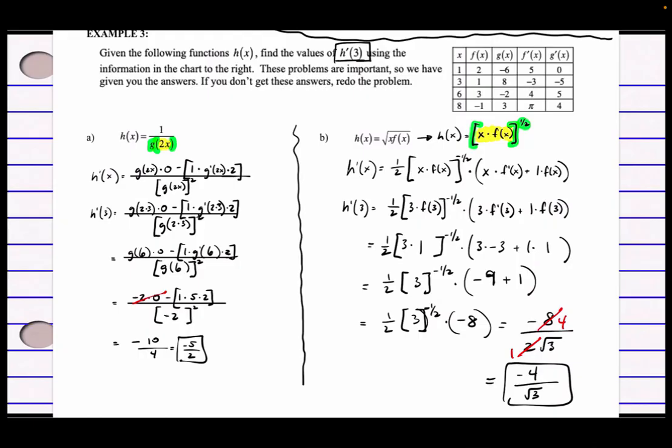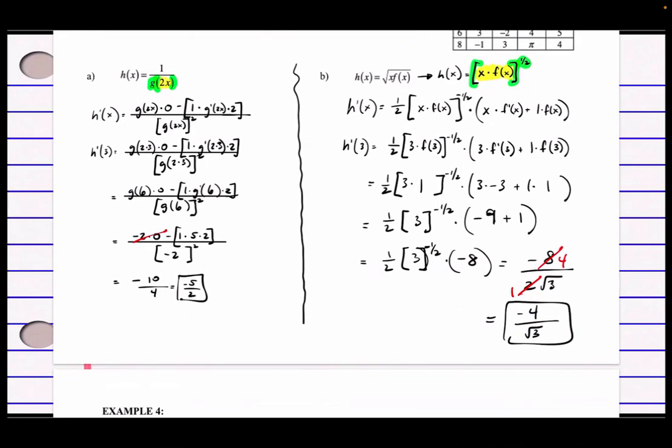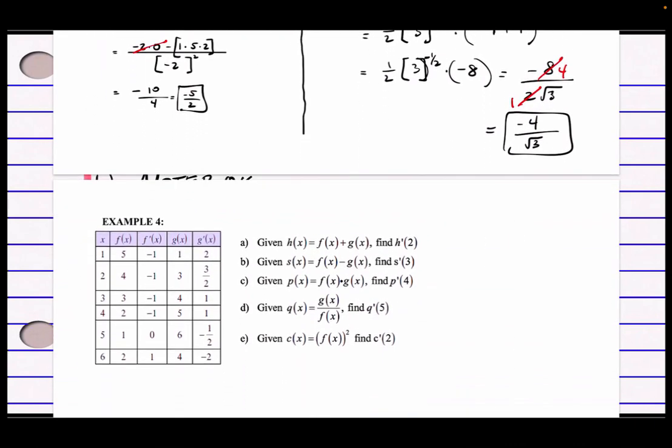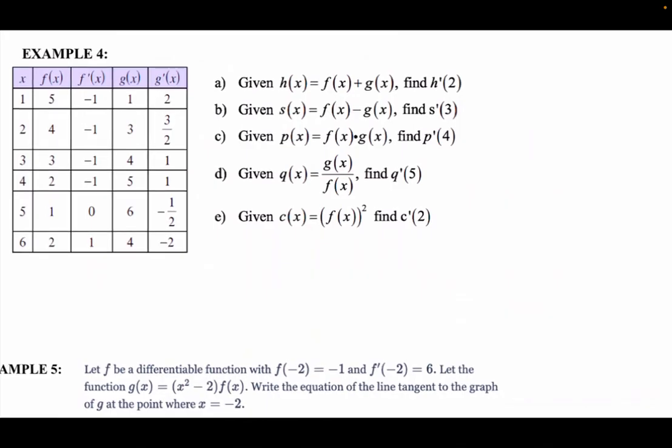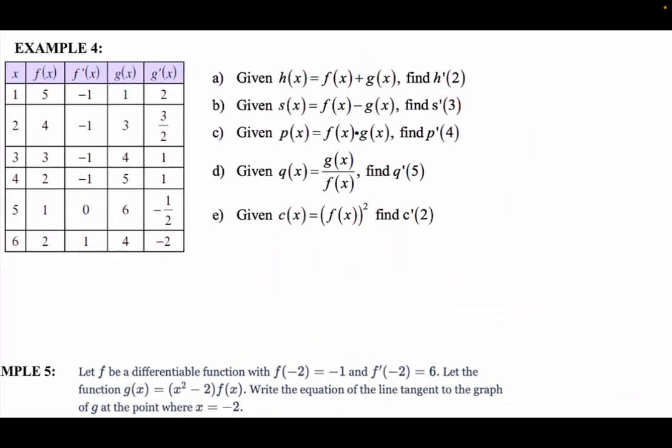Okay. All right, let's go to the back. What I want you to do now is example 4, A, B, C, and D. And if you can do E, do E. If you're comfortable with it, do it, but you should be able to do A, B, C, and D. Okay, I want you to do that right now.